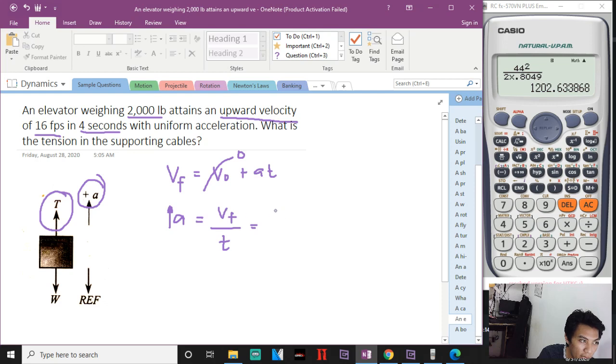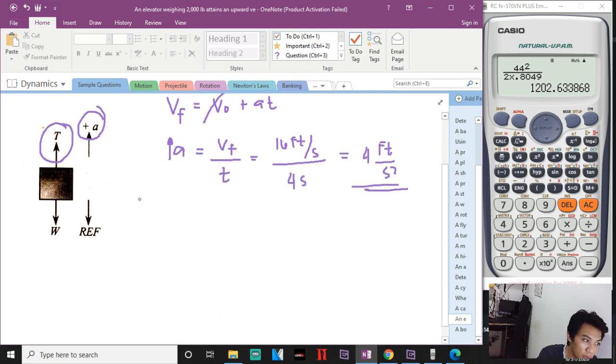Ano ba yung VF mo? That is 16 feet per second over 4 seconds. Equal to, ang acceleration is 4 feet per second squared. Acceleration mo. Now you got the acceleration. All you have to do is mag-summation of forces ka. Summation of forces, vertical, equal to 0. Ano ba yung mga forces counteracting yung tension mo? Okay? So, T equal to yung weight na pulling downward, yung container na meron ka, plus yung REF.